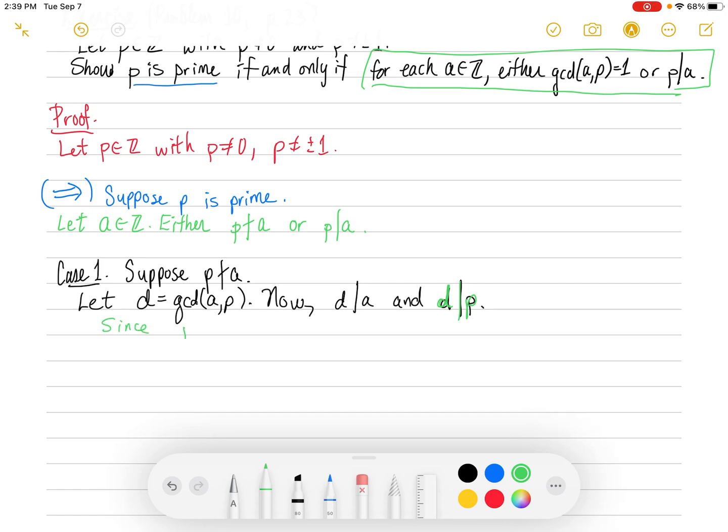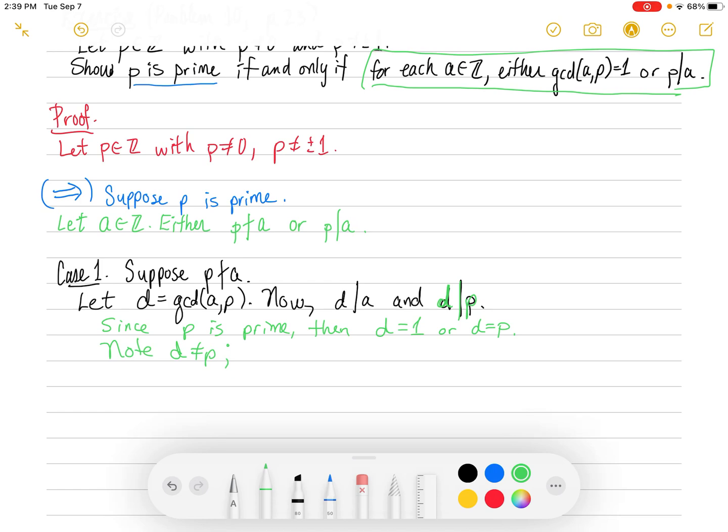So since p is prime, d must be 1 or d must be p. The only positive divisors of a prime are 1 and p. Now, is it possible for d to be equal to p? No, it's not possible. Note, d is not equal to p. Why can d not be p?